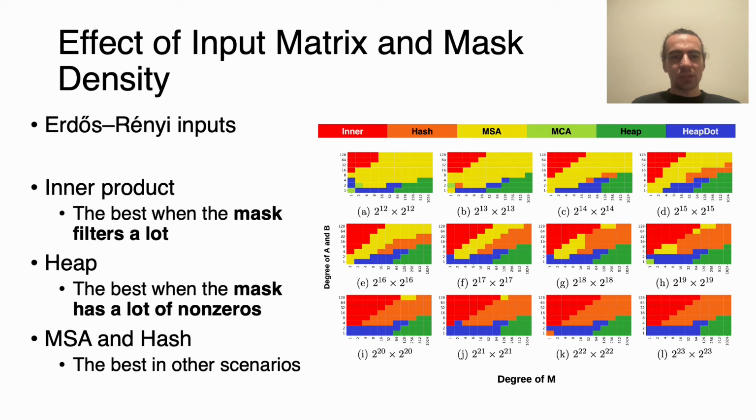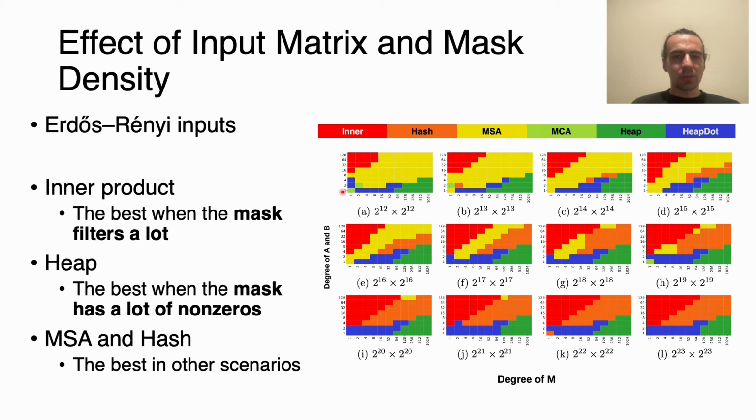We vary size. Each of the plots shows a different input size. We vary the degree of the mask and the degree of A and B. That is, we vary the average number of non-zeros in each row of M and each row of A and B. And here we can see that inner product, marked with red, is the best algorithm when the mask filters a lot of non-zeros from the output.